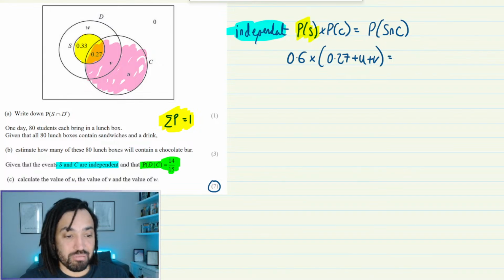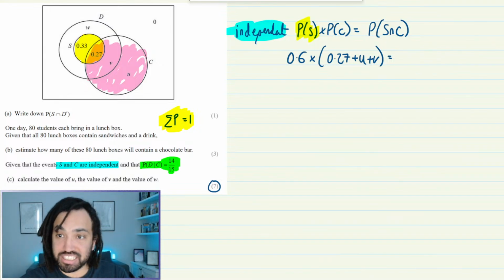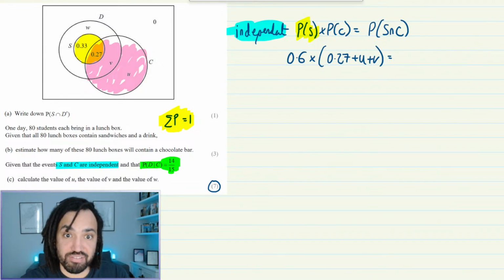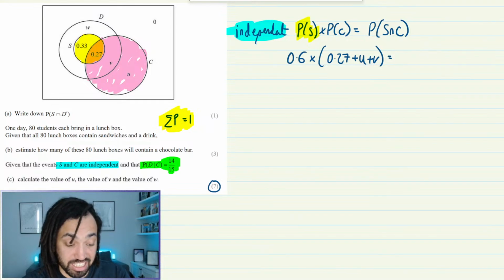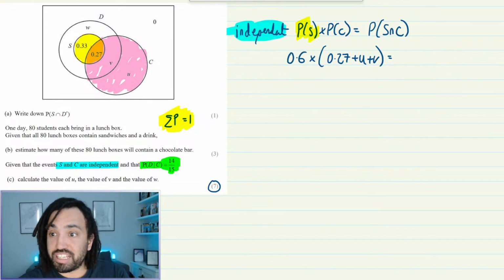What is the intersection there? We can see it nice and clearly. When we shade in Venn diagrams, the intersection is literally the part which is coloured in a different colour. That's like GCSE art right there. Not even GCSE, like Key Stage 3 art. And it's 0.27.